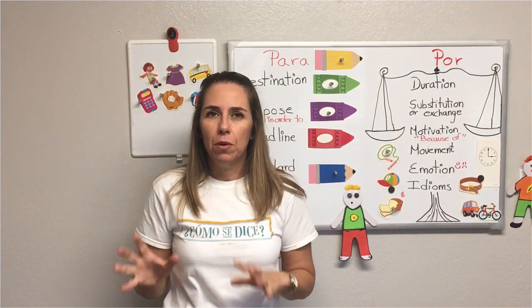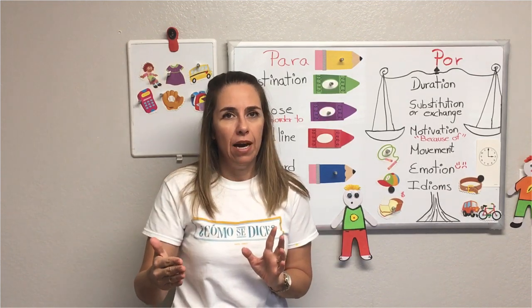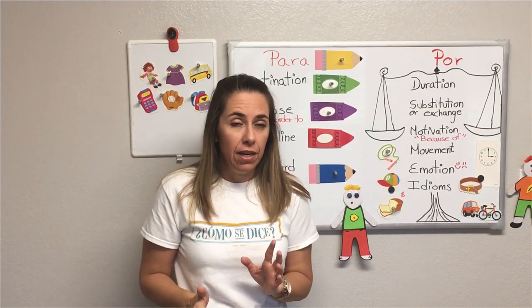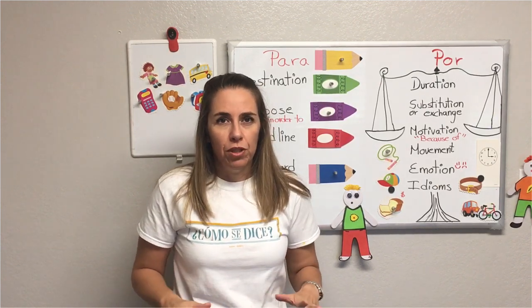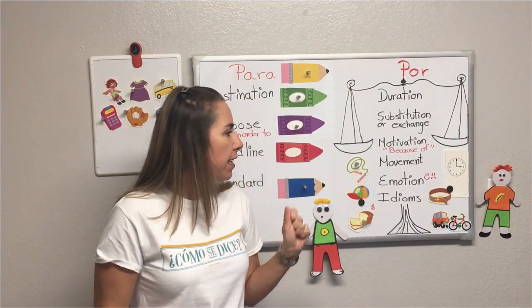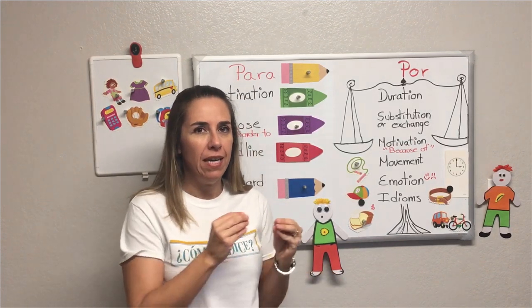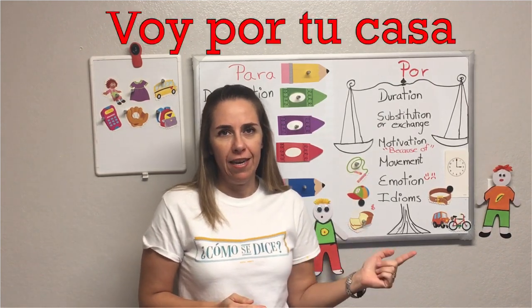Remember when we use por or para that are prepositions, the next verb that we have needs to be in the infinitive form. That's a general rule with all prepositions. Okay, now about movement. I can say that I go to some place, but it's not my specific destination. For example, I can say, voy por tu casa.